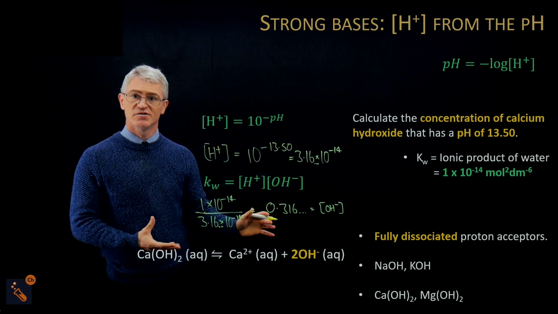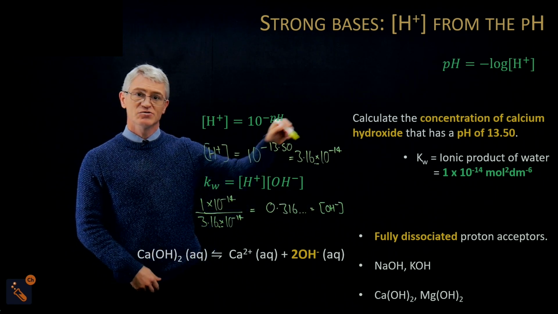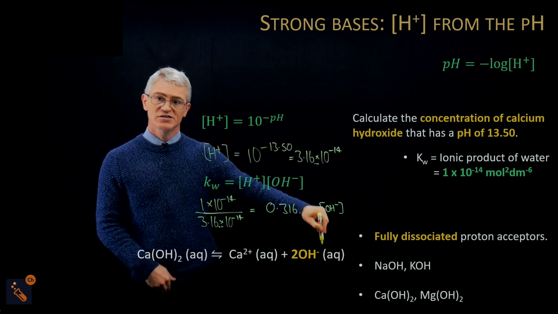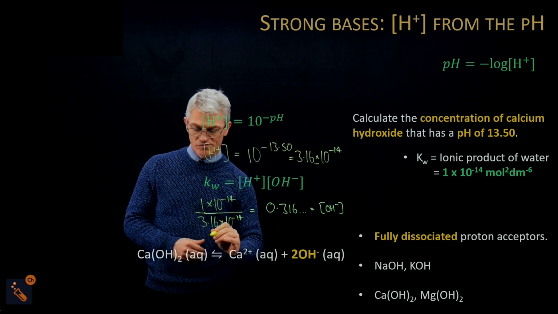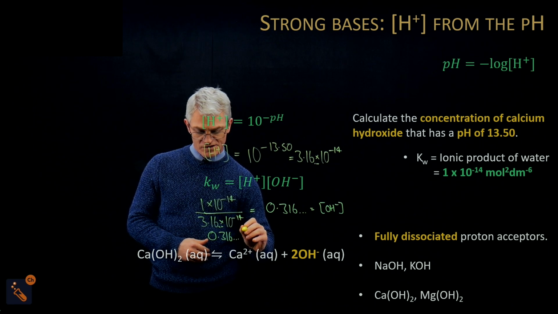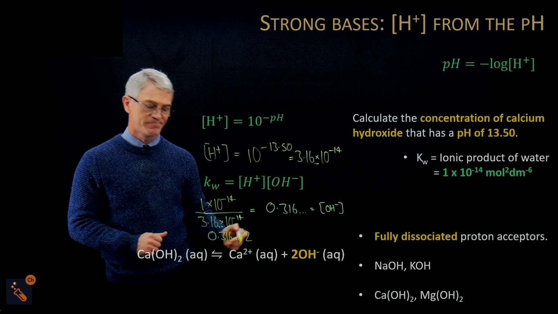Okay, so our concentration of OH minus is done. The original question asked for the concentration of the calcium hydroxide, which is this one. The ratio is 2 to 1. So we take our 0.316 and we divide that by 2. We're going from here to here.